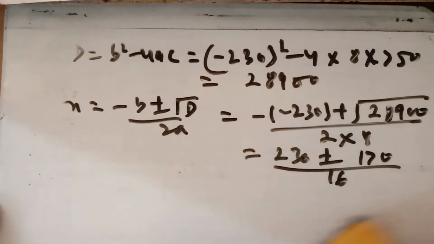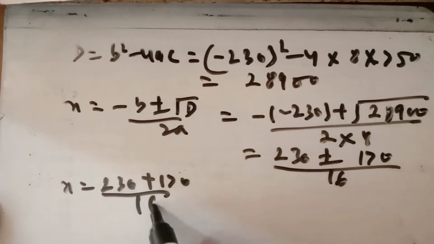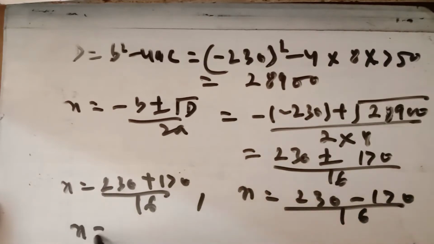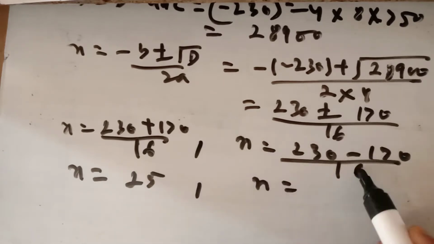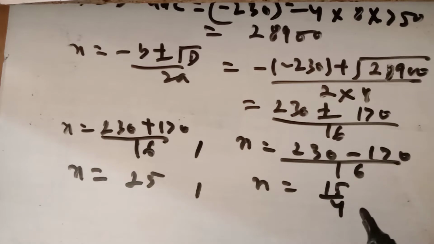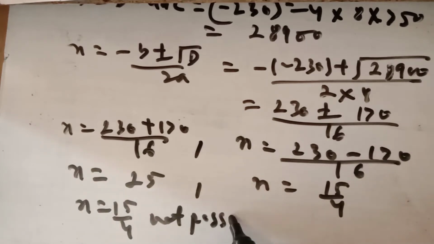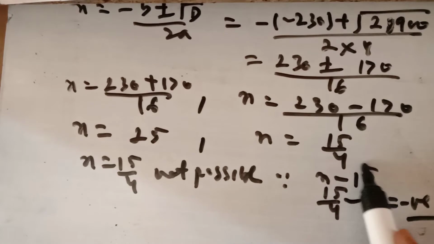So x will be 230 plus 170 upon 16, the first value. x will be 230 minus 170 upon 16, the second value. So the value of x is coming out to be 25, and when you simplify the other, it will be 15/4. So x equal to 15/4 is not possible, because the other pipe is taking 10 hours less. So 15/4 minus 10 will be negative. So this is not possible.